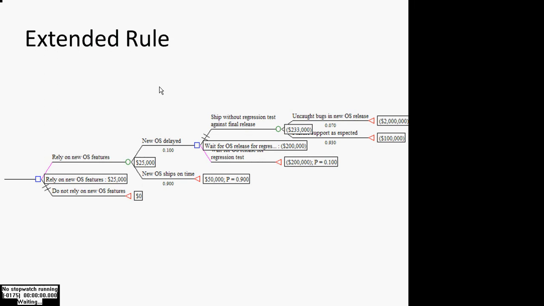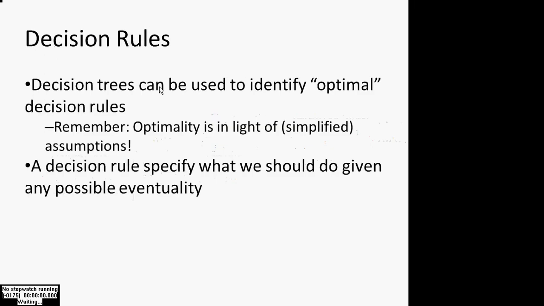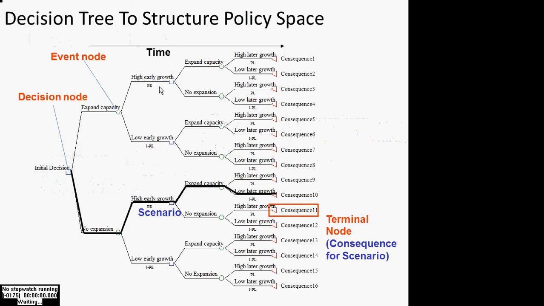Okay, so let's go on to talk about it. Decision trees, we've seen, can be used to identify optimal decision rules. This is optimal in light of the assumptions of the models involved, but the decision rule specifies what we should do given any possible eventuality. If this happens, if that happens, you have the luxury of saying what you choose, but within the constraints of those choices, you have to be able to deal with any possible eventuality. Okay? That's great. We saw this before, and we saw those rules.